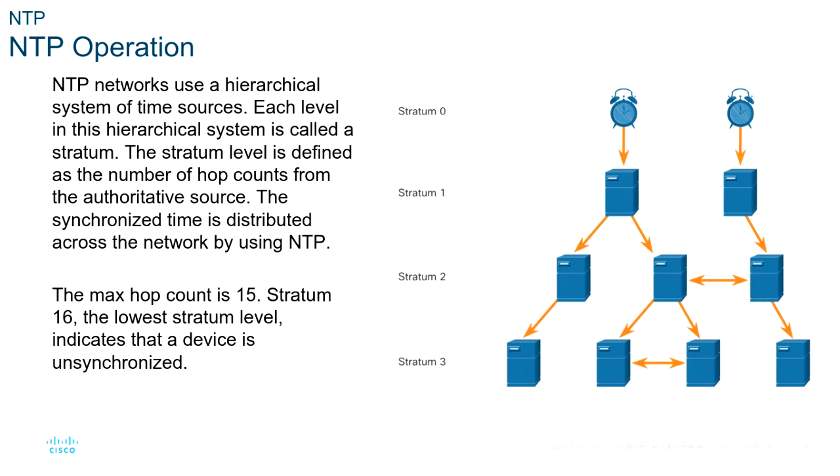You can go from stratum 0 through 15, and anything above that, level 16, is like in RIP, where there are 15 hops and then you're dead. 16 hops, 16 stratums, you're not synchronized at all.